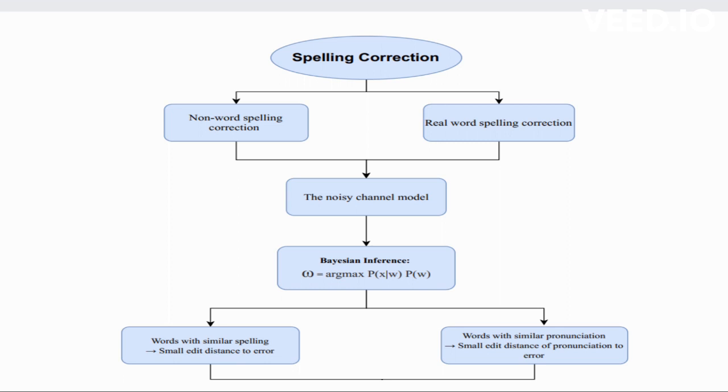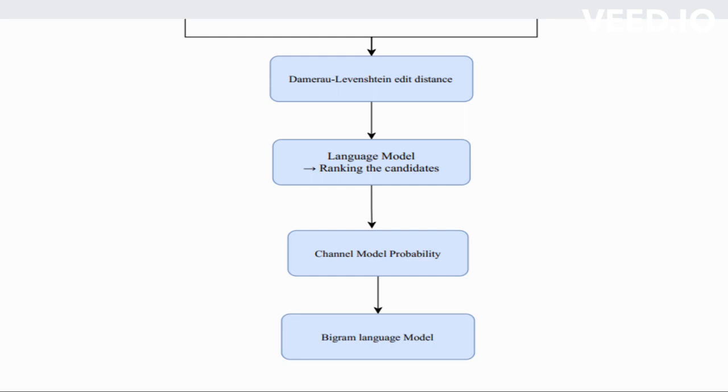For generating the candidates to replace the misspelled word, we can pick either of two options. One is words with similar spelling and the other is words with similar pronunciation. Here we are going to use the words with similar edit distance to error or pronunciation to error respectively. For the next part, we have to use the edit distance algorithm where the edits are insertion, deletion, substitution, and for spelling correction we have to add the transposition operation.